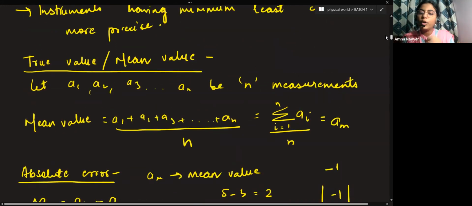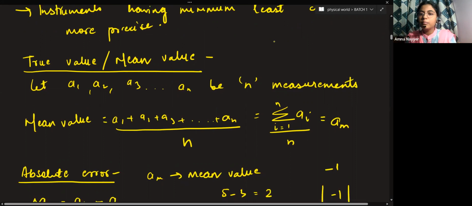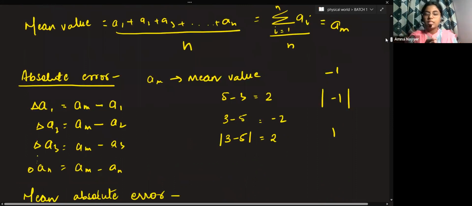See, first you have all the measured values. The weight is given 1.2, 1.1 over here. You add them, divide by the number, you get the mean value. That AM, or in the question LM that I'm writing, is the mean value. When you subtract the mean value from the measured values, AM minus A1, AM minus A2, you get delta A. Whenever I write delta A or delta L, this shows absolute error.